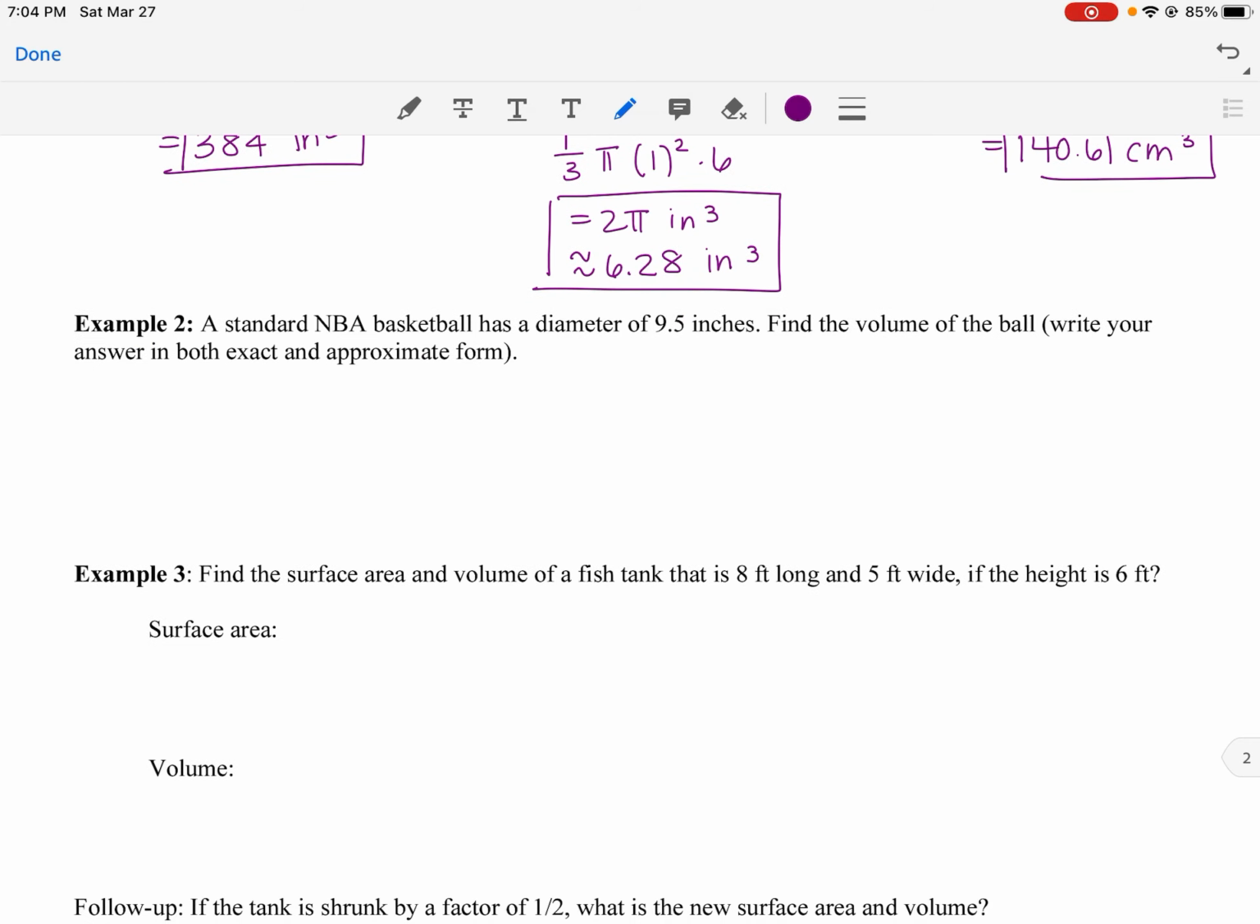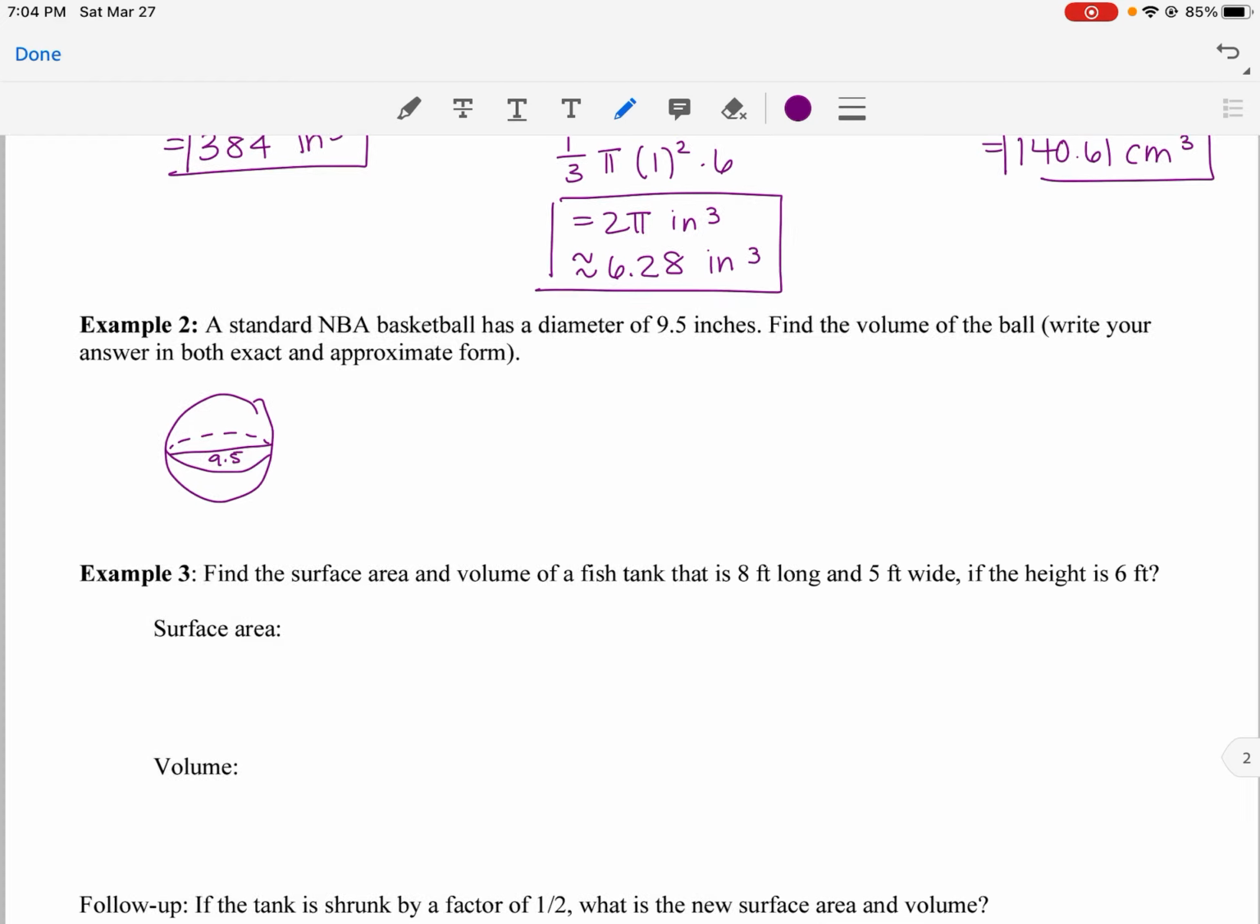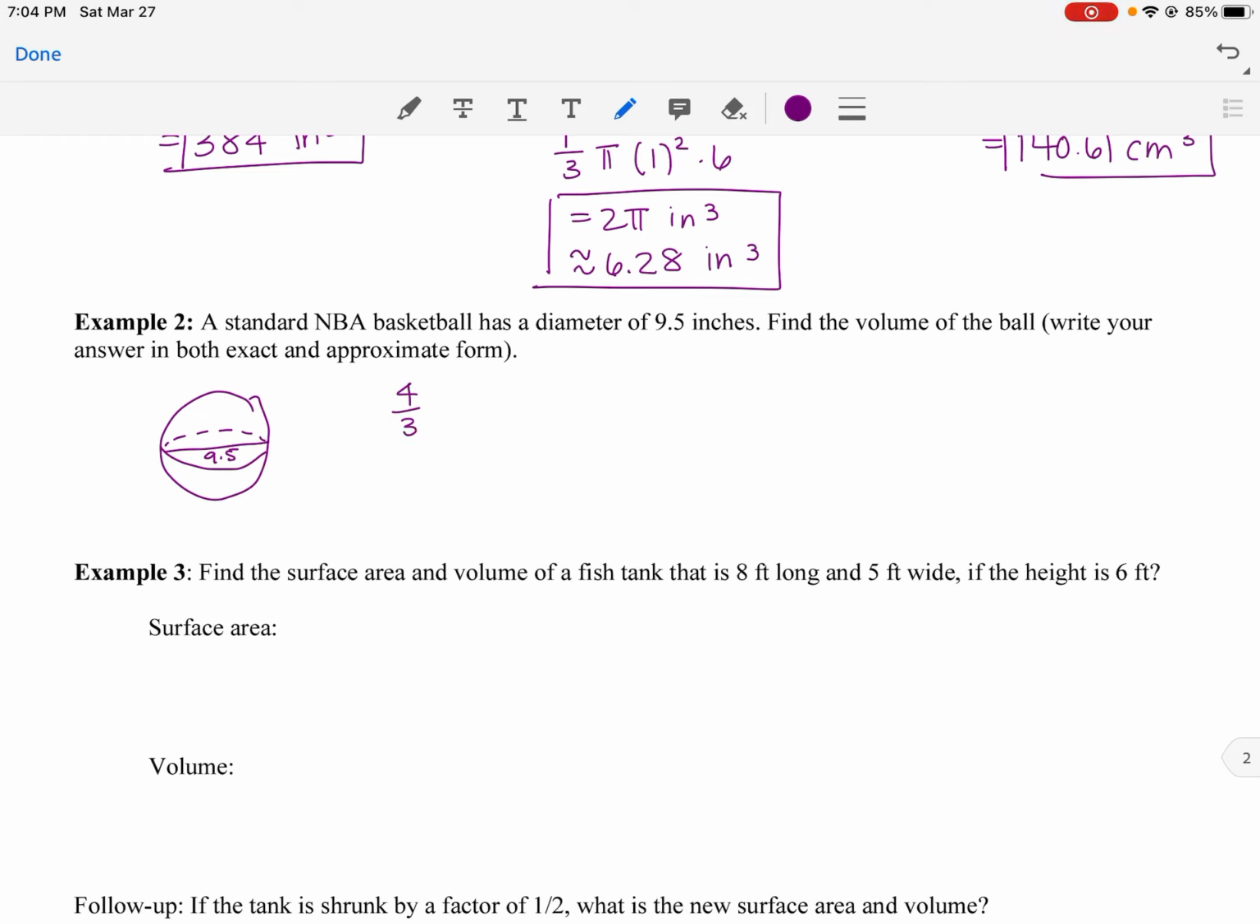A standard basketball has a diameter of 9.5 inches. Find the volume of the ball. Write your answer both in exact and approximate form. So think about a basketball. A basketball has the shape of a sphere, and the diameter is 9.5. So our volume formula is 4/3 pi r cubed. So to find r, we've got to take 9.5 and divide it by 2. So we end up with 4.75 as our radius, and we're going to cube that.